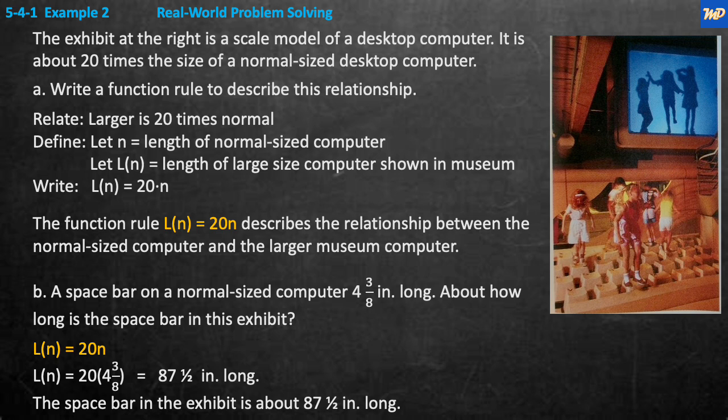So that's our function rule. The bigger model, the scale model, which is 20 times larger, is 20 times the length of a normal size computer. And there's nothing more you can do. That is the function rule. So the function rule, L of n is equal to 20 times n. And that describes the relationship between the normal size computer and the large museum computer.